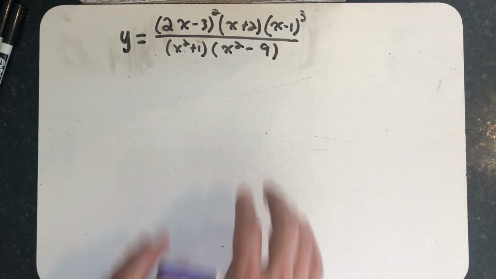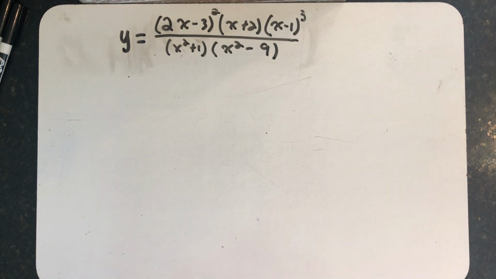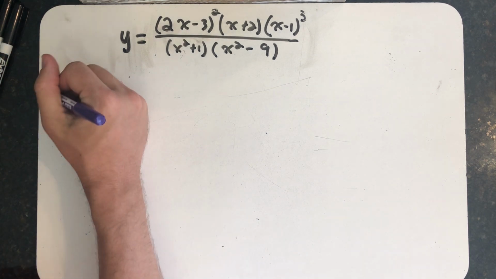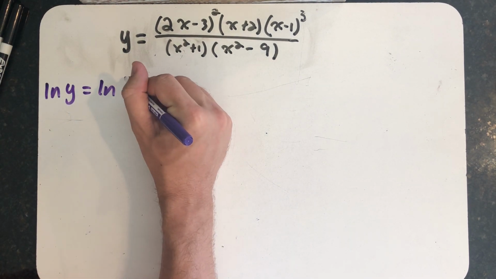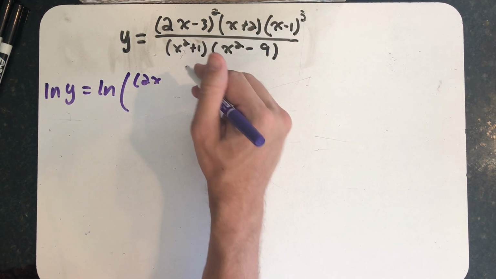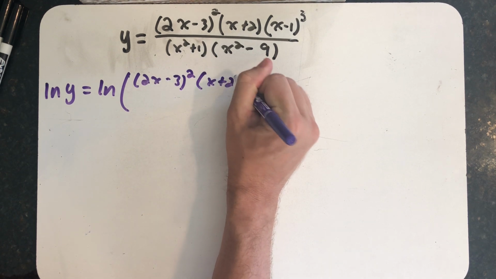In my last video, I had a product and quotient of things on the inside of a logarithm, and I was able to use the properties of logarithms to rewrite that as a sum. I was able to expand the logarithm. Well, there's no logarithm here, but I'm going to take the logarithm of both sides. If these two things are equal, y in this expression, then their logarithms have to be equal. So I still have an equation.